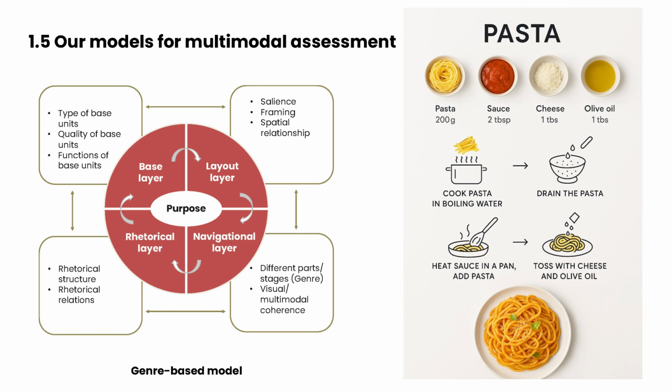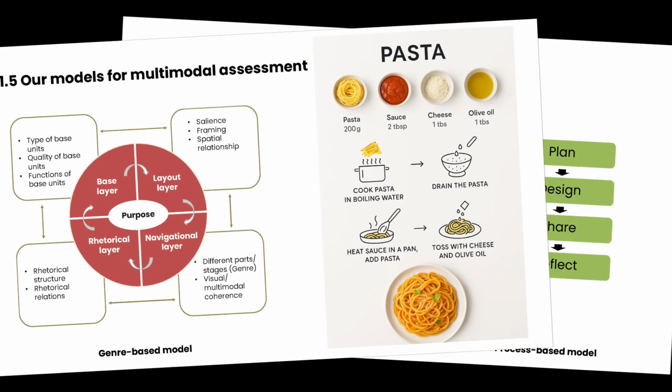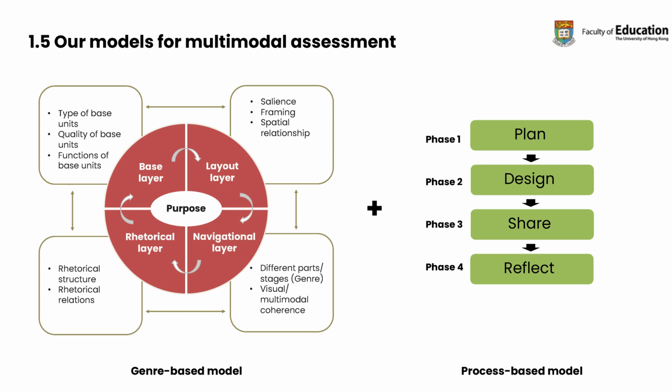To sum up, when students are designing their multimodal assessment products, they can consider these five aspects: the communicative purpose, the modes to choose, the layout, the navigation, and the rhetorical. After introducing the genre-based model, we will run you through the process-based model. This model captures four stages: planning, which is about making a composition plan for the multimodal assessment product; designing, which is about creating this multimodal assessment product; sharing, which is about students sharing their products with teachers, peers, and even generative AI; and reflecting, which is about students reflecting on their assessment process and product.